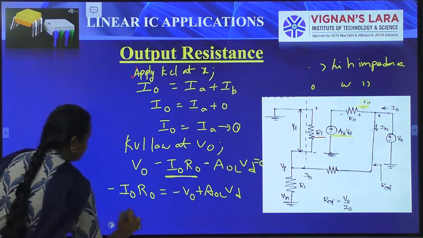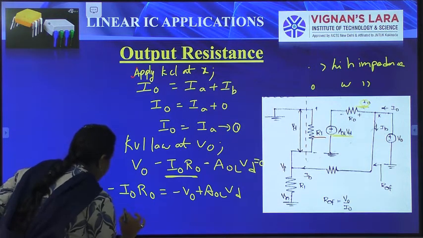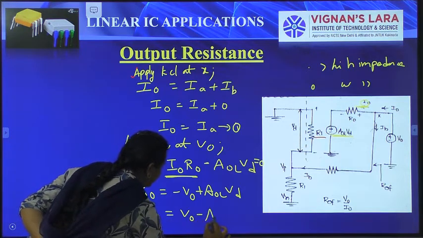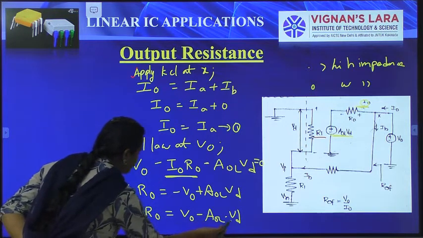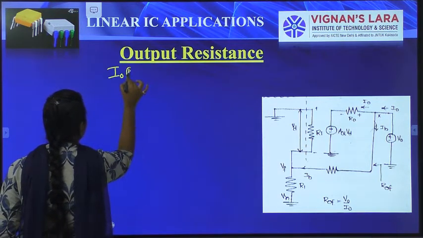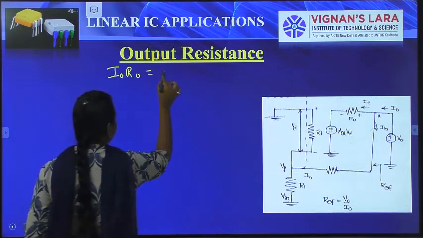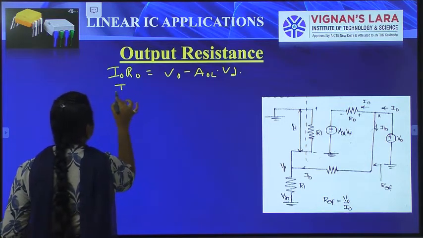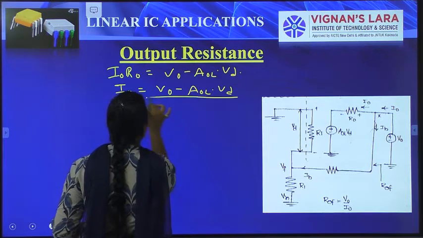So here I want only the R0 term. I0 R0 is equal to V0 minus AOL into VD. So I0 R0 equals V0 minus AOL VD. And I want only the I0 value, so I0 equals (V0 minus AOL VD) divided by R0.